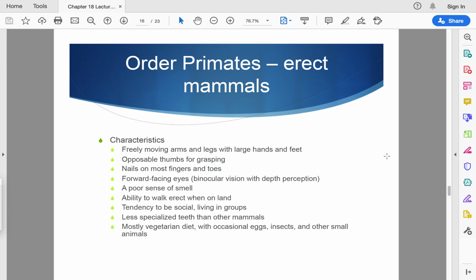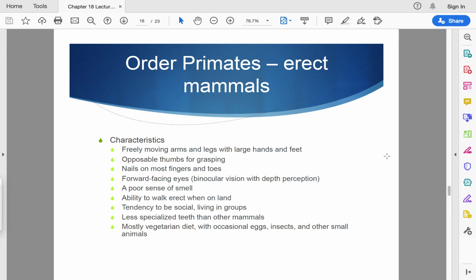Moving on to the order primates. A couple characteristics you should know about primates, because these are the erect mammals, and humans, of course, are a part of the order primates. They have freely moving arms and legs with large hands and feet. Opposable thumbs for grasping. What does that mean? That means that the thumb can move in a circular motion, so that the thumb is on the side of the hand. It is not like one of the other fingers just sticking out. Whereas your feet do not have an opposable thumb, your big toe is not opposable, meaning you cannot grasp anything with your feet.